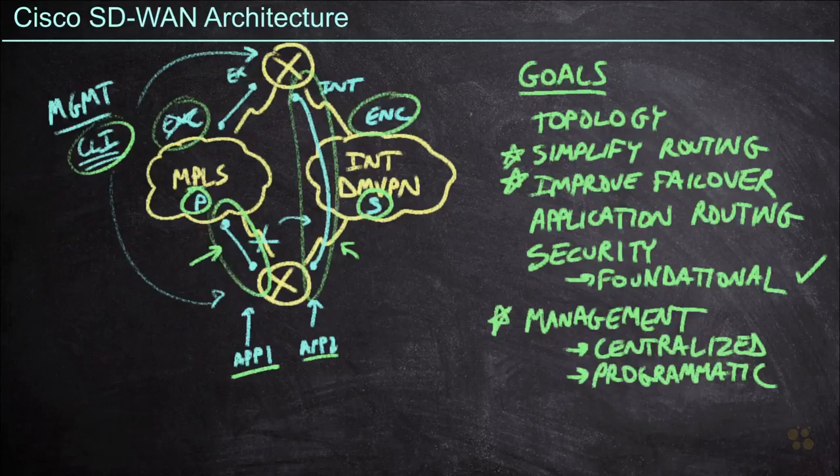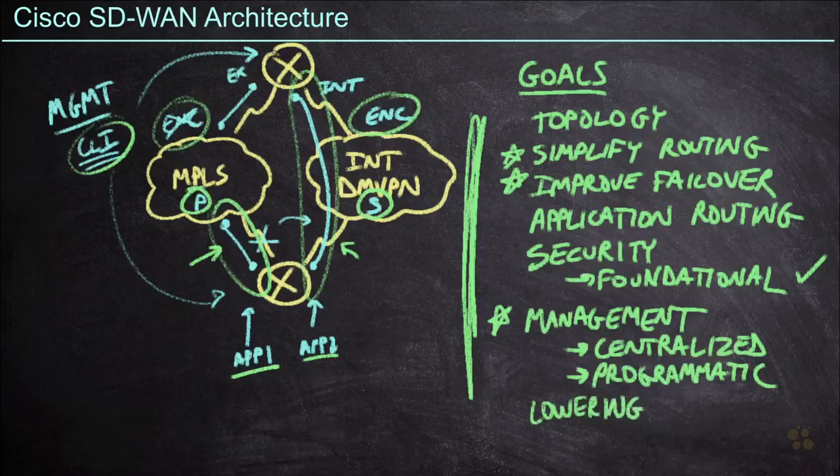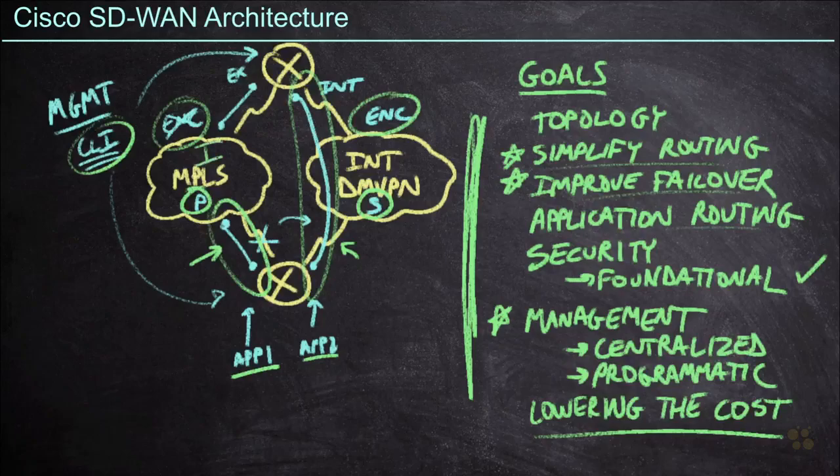Now, it's probably ambitious enough to have all of these goals in mind when we're talking about a new solution, but could we also add on lowering the cost of my WAN environment? Boy, if it wasn't ambitious before, it is certainly ambitious now, because to improve the WAN environment that much and yet lower the cost of the solution, is that even possible? But think about it for a moment. If I have simplified routing, an improved failover, and application routing, could I not deploy 2 separate internet circuits instead of MPLS? Internet circuits are so much cheaper than MPLS, they are simply less reliable.